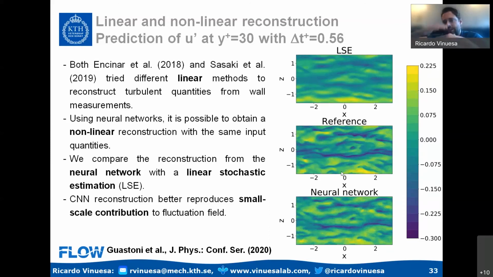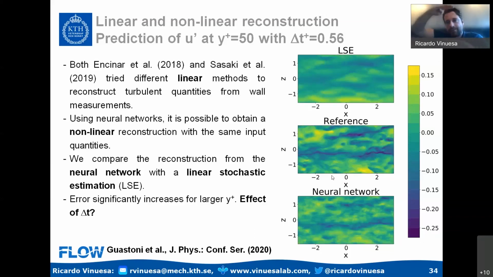Now, y plus 30. These are the same results, but a bit farther away. When I move farther away, what I see is that the linear method gets much worse, and the nonlinear method is still predicting quite well. And if I go much farther away from the input, then the linear method is predicting almost nothing. There is not any linear correlation, and therefore it has many problems for prediction. The neural network has more difficulties to predict because the correlation is lower, but we can see how the structures are still very well identified, together with the possibilities of getting the nonlinearity and the modulation.